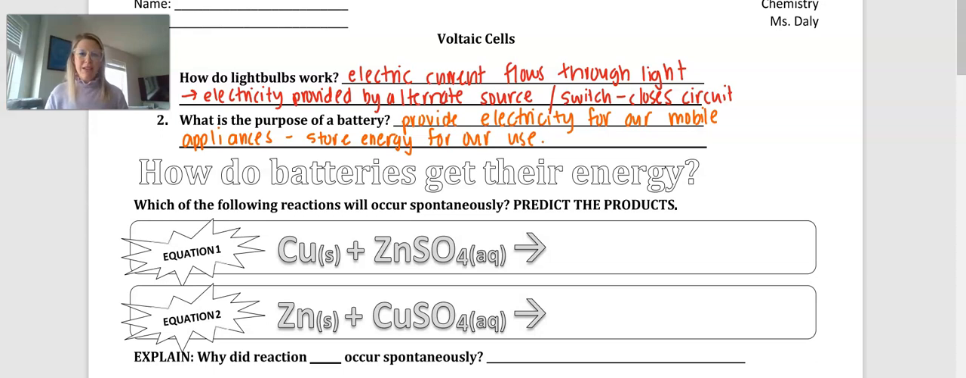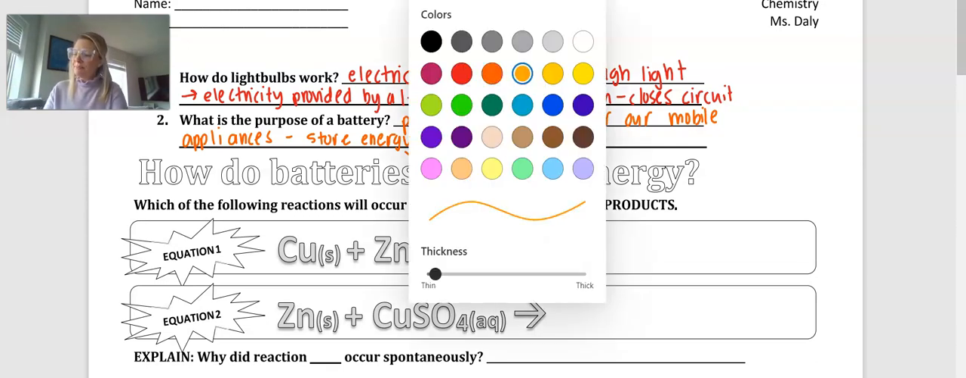And so what I want to look at today in this lesson is, how do batteries get their energy, or where do batteries get their energy from? To jumpstart us into this conversation, I want to take a look at two different reactions. Now, this is pretty much review. We've already talked about the idea of spontaneity and single replacement reactions, but let's first go through and predict the products of our two chemical reactions provided here.